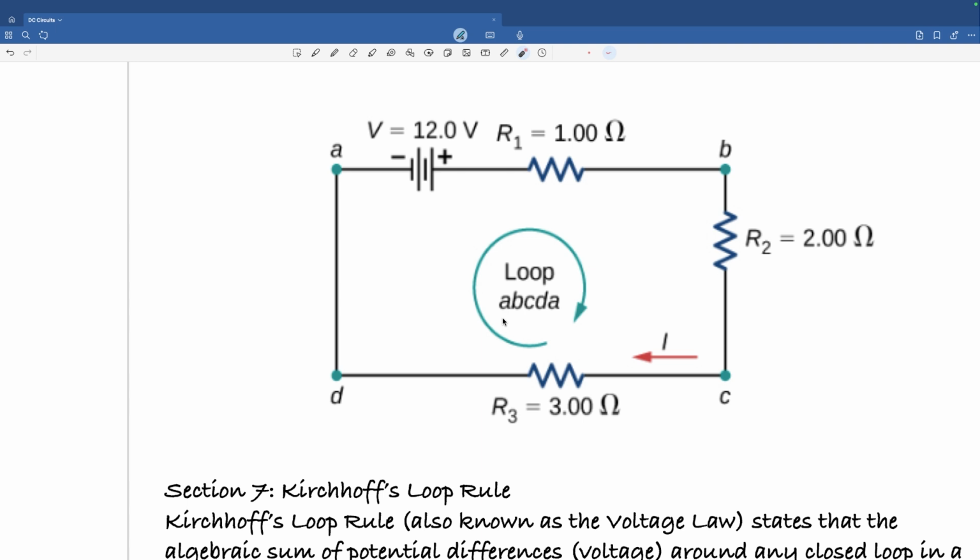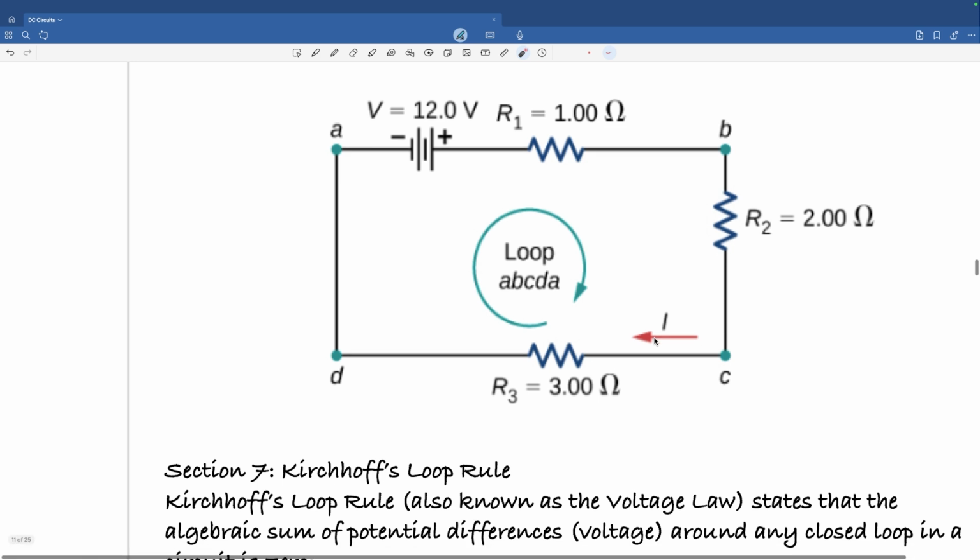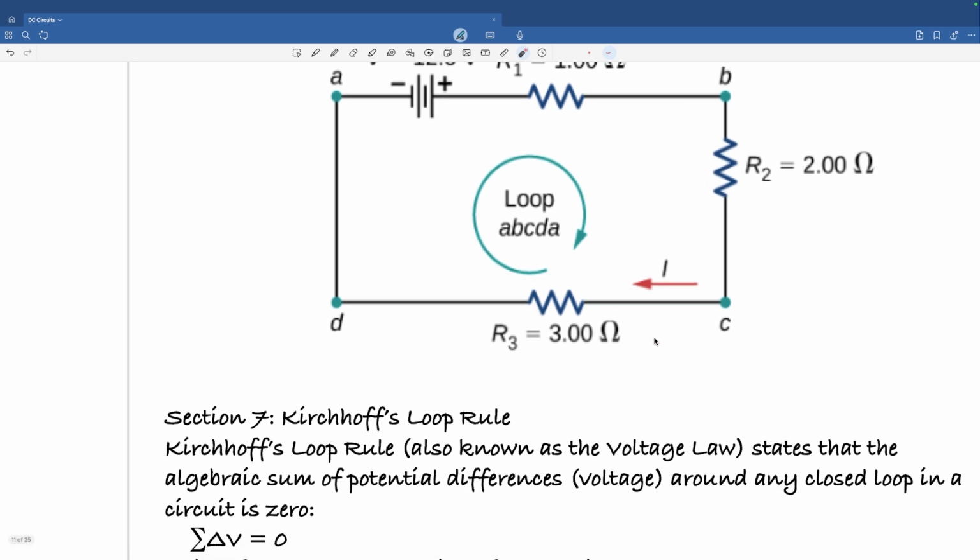And we've already set the ideas to understand this. According to the loop rule, which is also called the voltage law, if you add up all the potential differences, or the voltage, you must get 0. So the algebraic sum, look at this word. Algebraic means you have to consider the sign, whether it's positive or negative. If you consider the positive and negative of all the voltages around any closed loop, you would get 0.